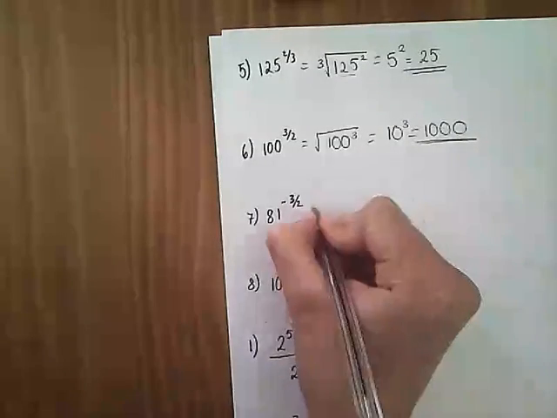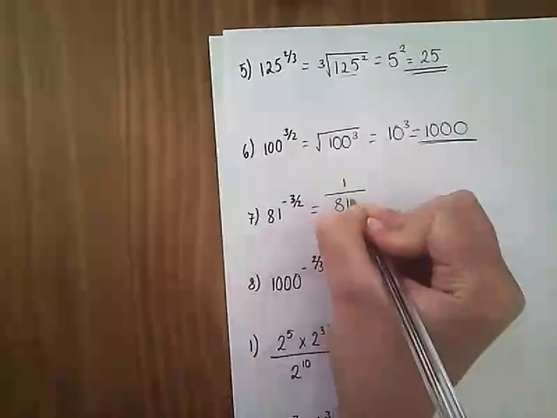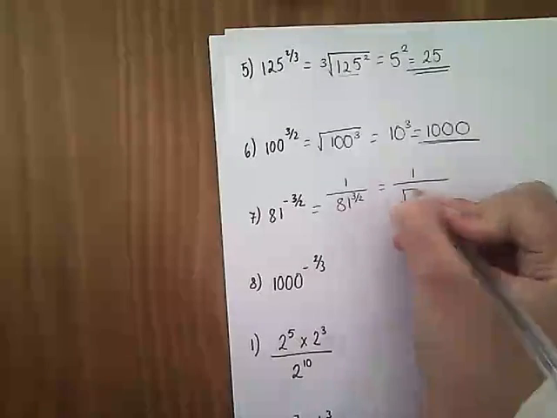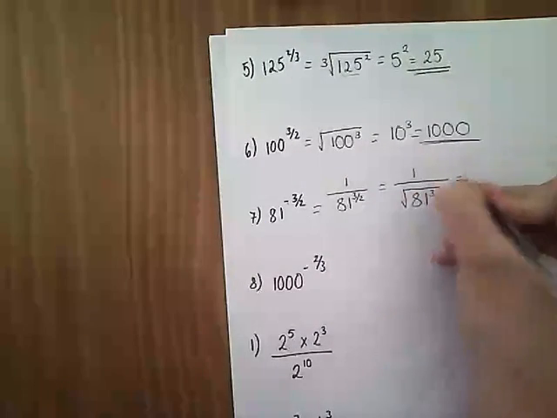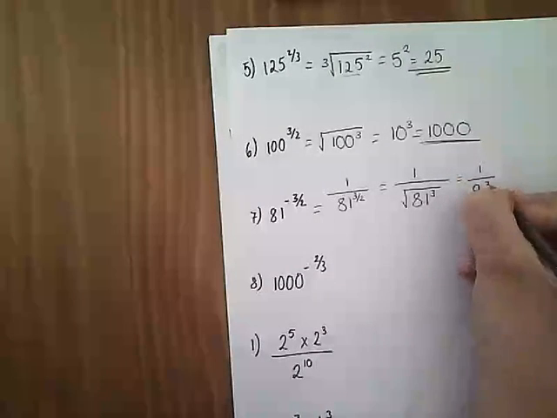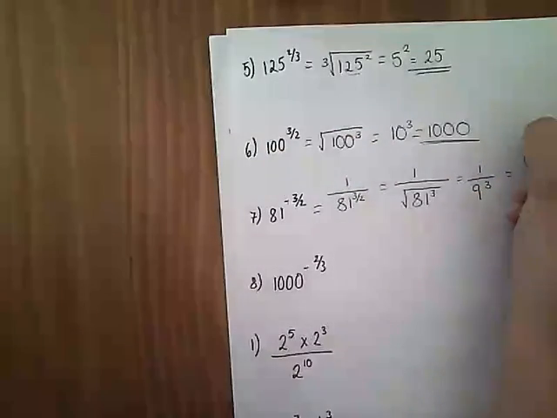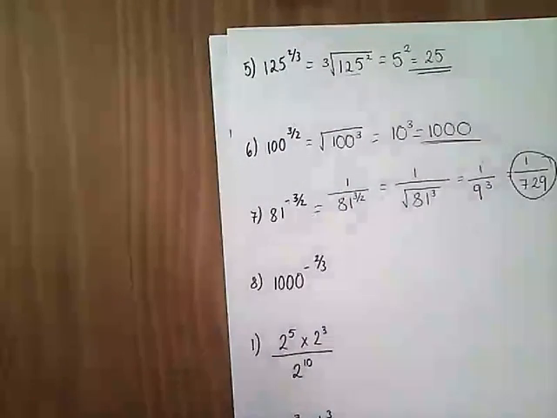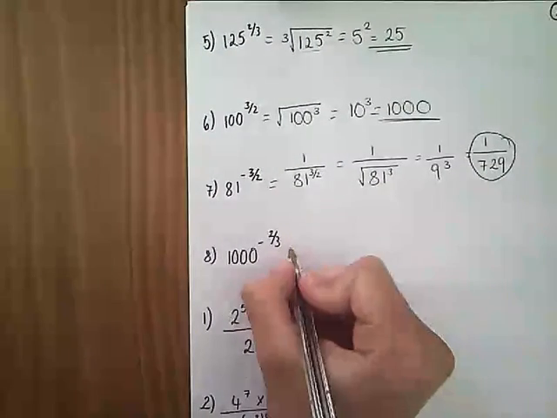Okay, now questions 7 and 8 combine all of those things. So the minus makes it 1 over. 1 over, we've still got 81 to the power of 3 over 2. The 2 on the bottom takes the square root, so it's the square root of 81, and then we've still got the cube. Square root of 81 is 9, 9 cubed is 729. So it's 1 over 729.